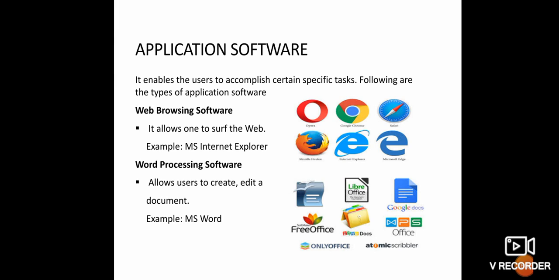Then we have certain application software. Actually, application software enables a user to accomplish a certain specific task. The first one is web browsing software. When you want to access the internet, we must have web browsing software. Only then will you be able to surf the web. For example, MS Internet Explorer. And the word processing software. When you want to create a Word document, you must have word processing software. For example, MS Word.